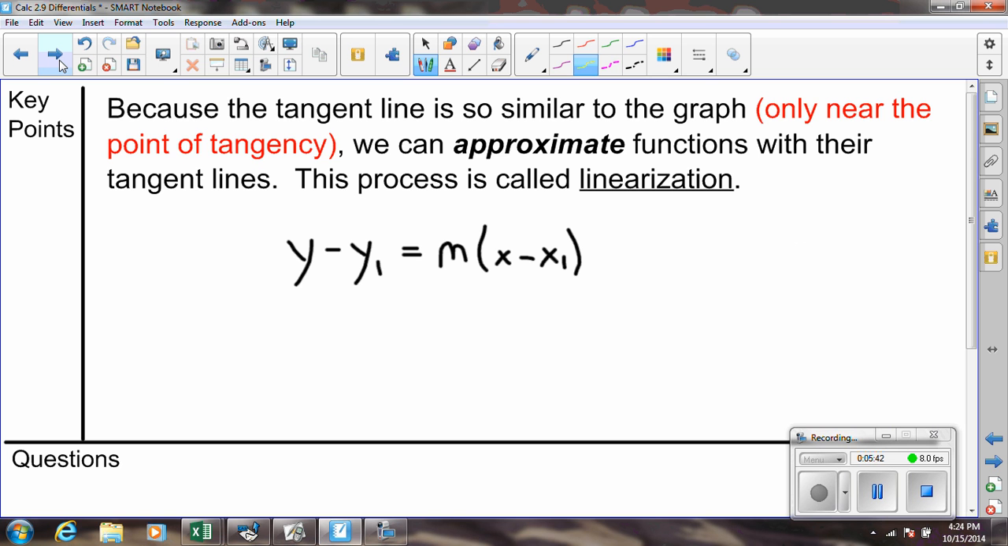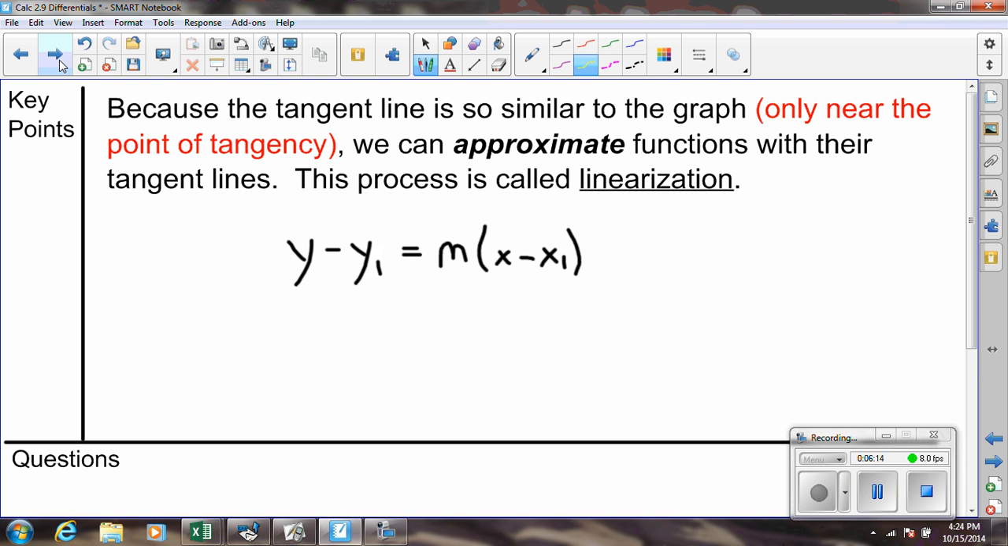That spot, because our tangent line is so similar to the graph, only near the point of tangency, we can approximate our function of x squared with the tangent line, at least near where the tangency is. That process is called linearization. Taking a function and approximating it with a line, the specific tangent line, is called linearization.